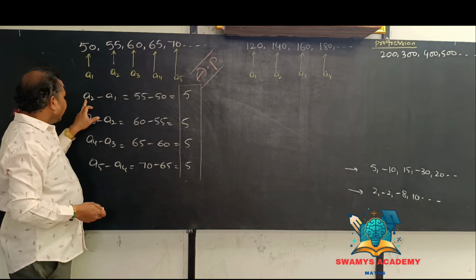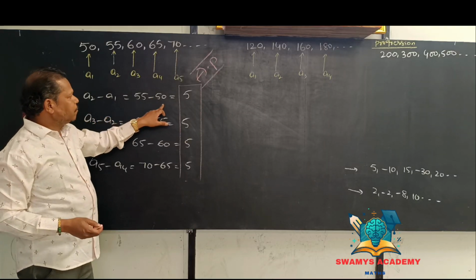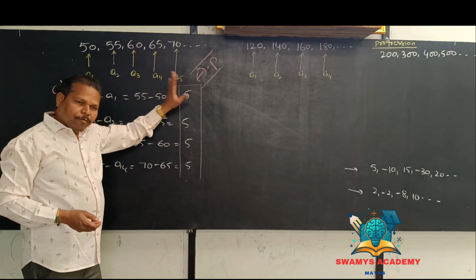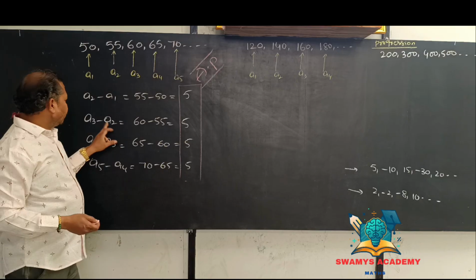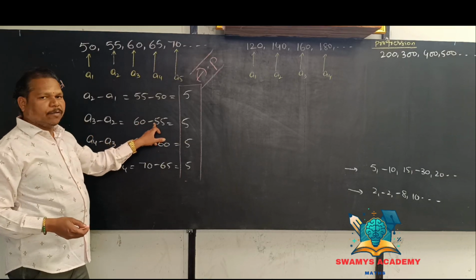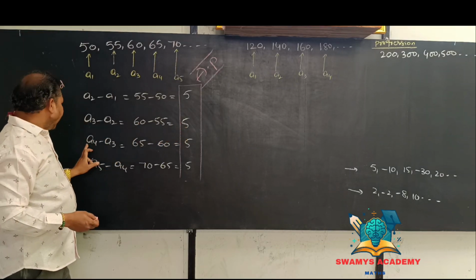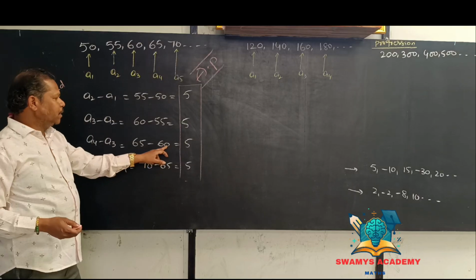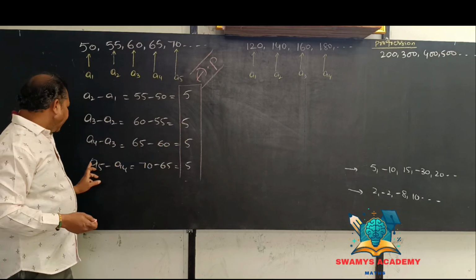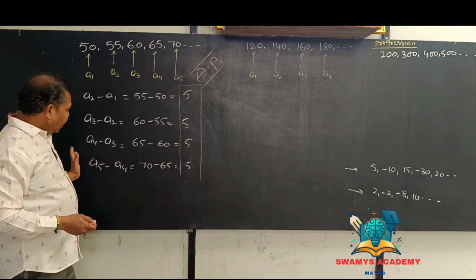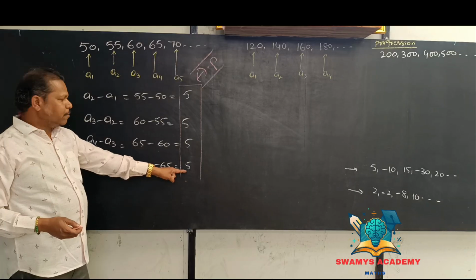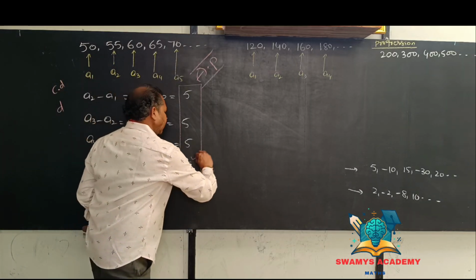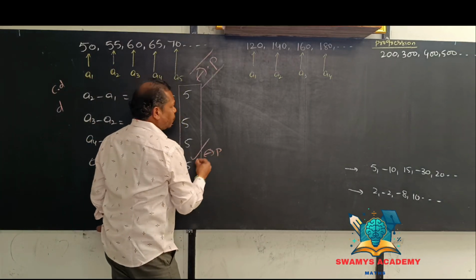In this case, A2 minus A1, 55 minus 50, the value is 5. A3 minus A2, that is D, 60 minus 55 equals 5. A4 minus A3, that is 65 minus 60, the value is 5. A5 minus A4, that is D, 70 minus 65 is 5. So this type of progression is called an arithmetic progression.